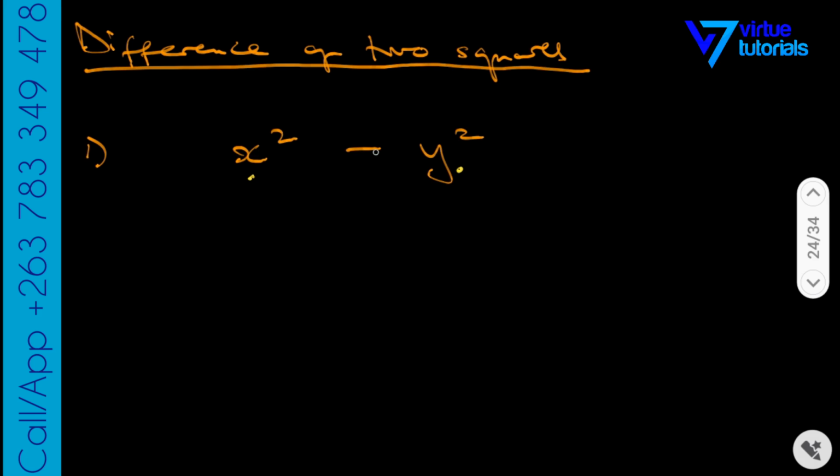So difference of two squares. Minus is the difference, right? So a situation where there's a plus is not a difference of two squares. Difference of two squares is only when you have minus: something squared minus something else squared.